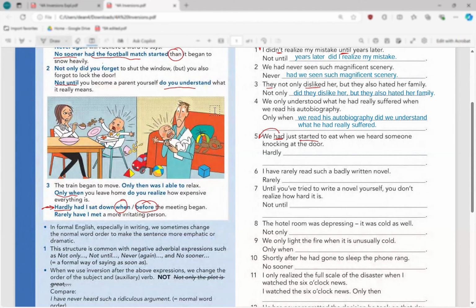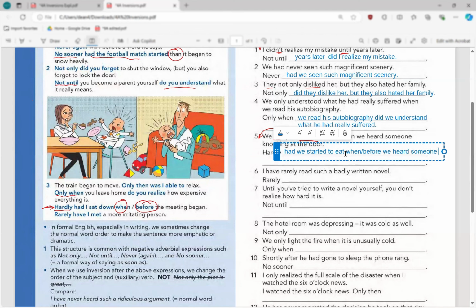Okay, so let's write it down. Hardly had we started to eat. So here, when or before we had someone knocking at the door. That's it.